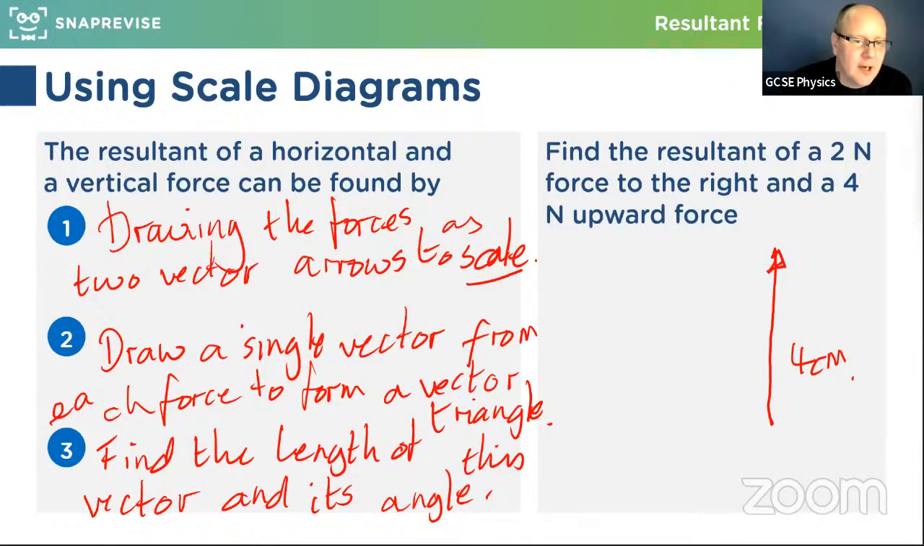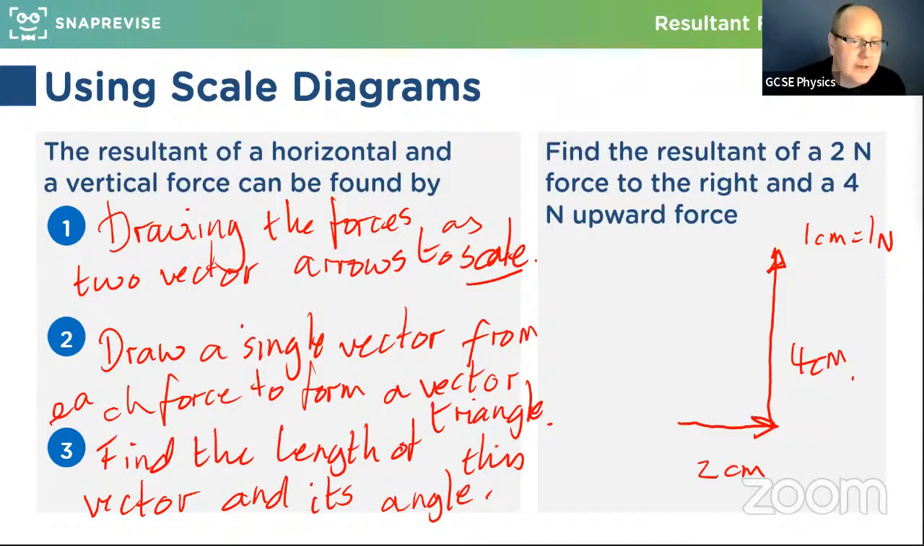And that's our upward force. So we're using 1 centimeter equals 1 newton here. So we draw this on our paper very accurately with a clear ruler, or we may be given a little piece of graph paper in the exam. And we've got a force to the right as well. So let me draw that. We've got a 2 newton force to the right. So that's 2 centimeters long.